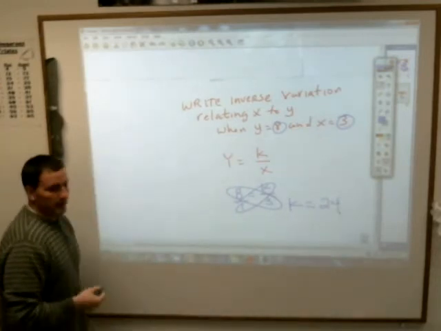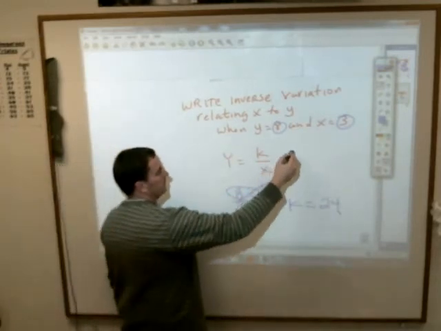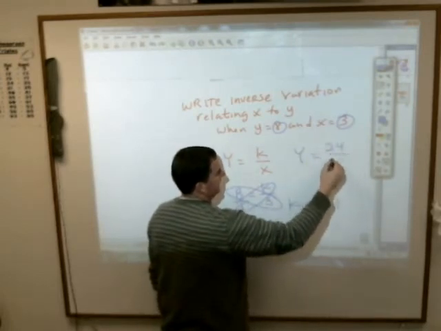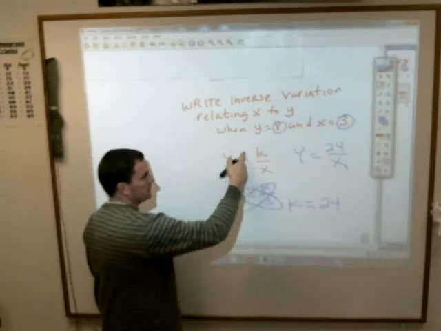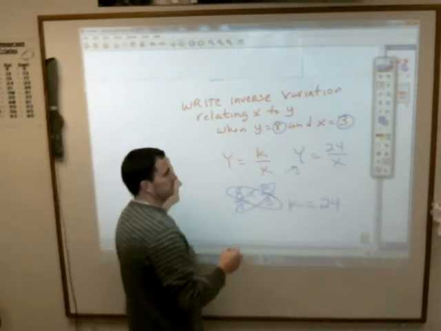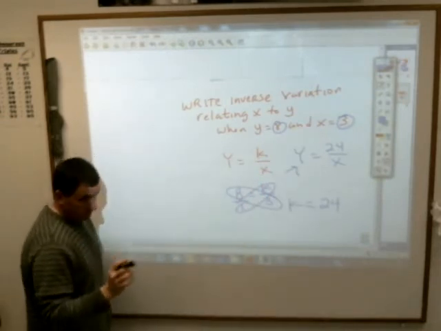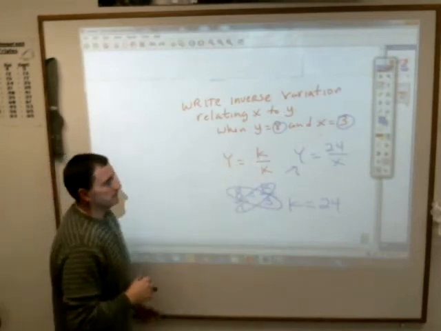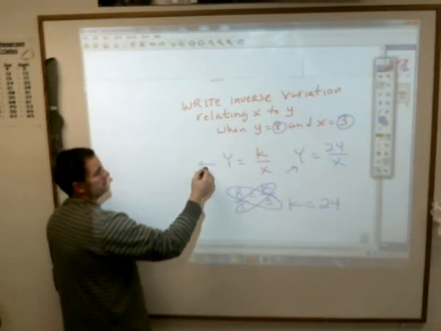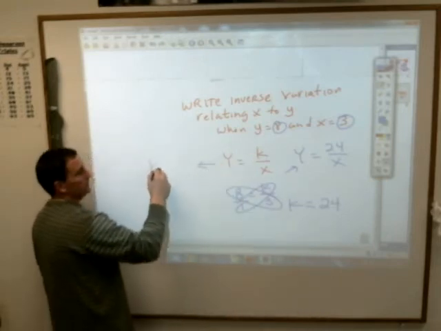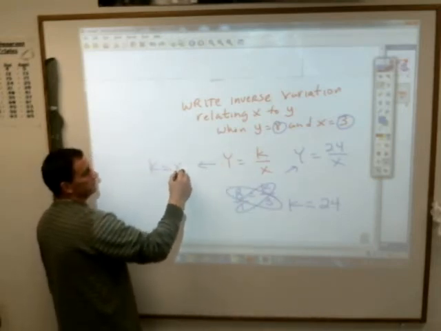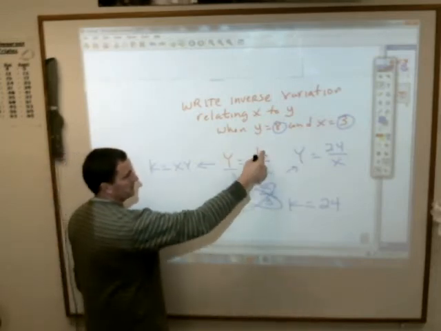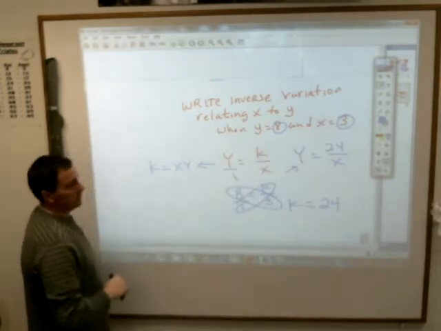So the equation you have is what? The equation you get is y equals 24 divided by x. That would be this written out here. By the way, another form of this same equation would be k equals xy. Because I just did the same thing with this, y times x equals k times 1, so k equals xy.